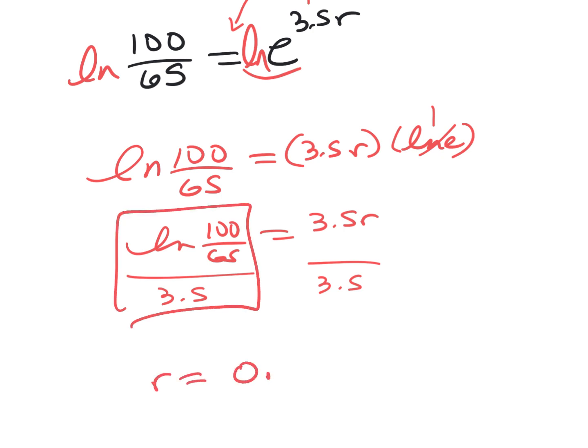It's going to be 0.123. We need to turn this into a percent. Move it 2 times back. So round it to the tenths place. You need to invest it at 12.3%. On the test, it'll be round to the tenths place.